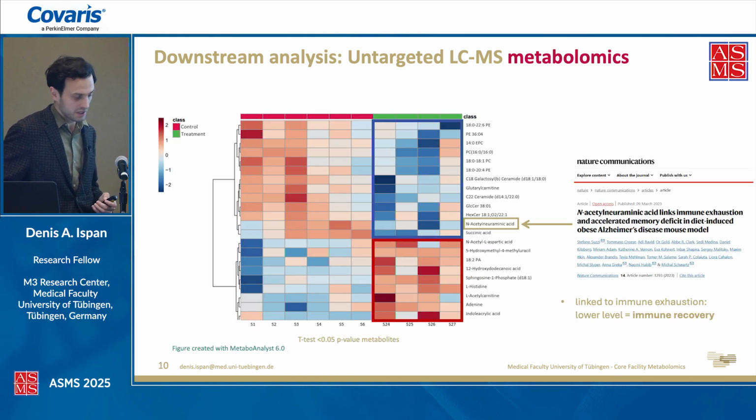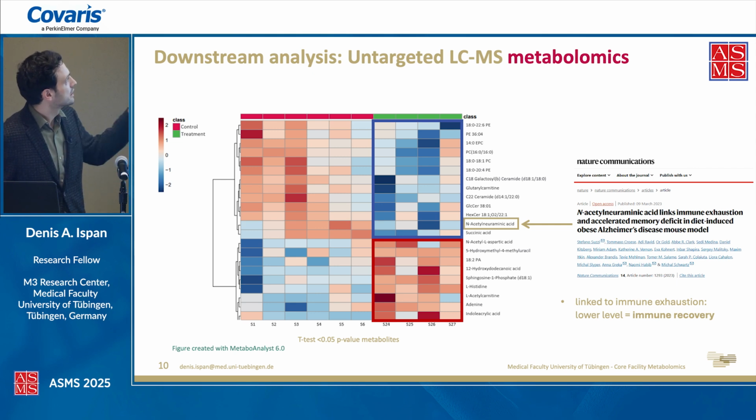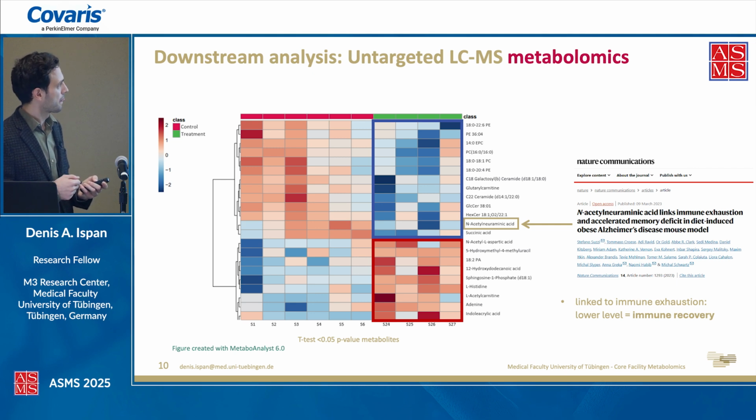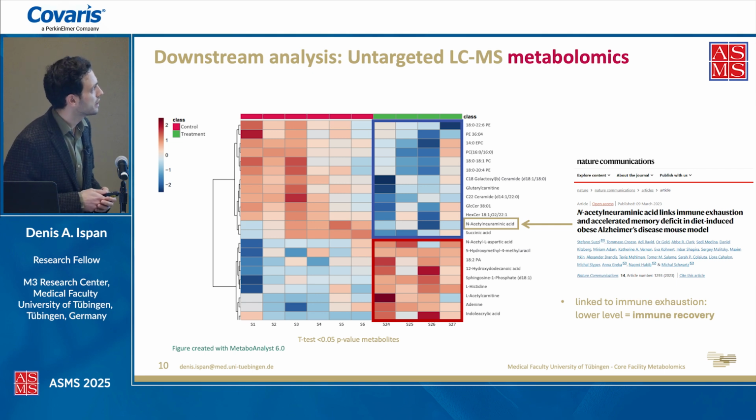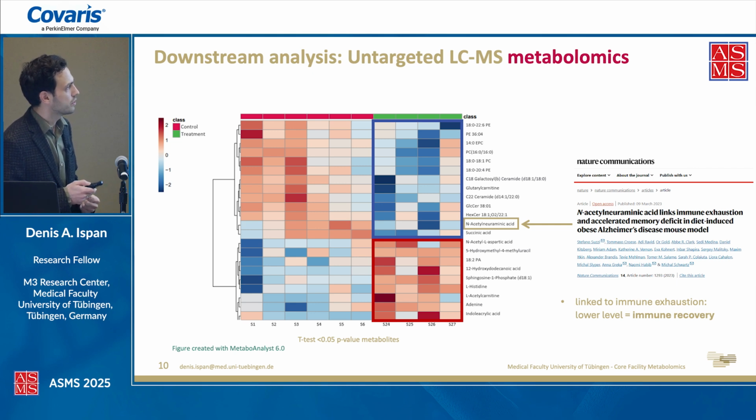Going now to the metabolite level, I'd like to show you this heat map, where the control group is compared, in the red on the left, and the green is the treated one. In the blue rectangle, you see the metabolites that decreased in concentration comparing the two, and in red, the ones that increased. And these are only the significant ones. So one interesting example is N-acetyl neuraminic acid, which decreased, and that is linked to immune exhaustion. So we can say that a lower level may indicate immune recovery.